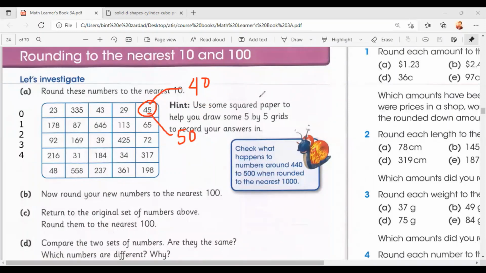But if the last digit is 5 or more than 5, 5, 6, 7, 8, and 9, we are choosing the bigger one. So you can see here it's 45. So 45 is nearest to 50. This is the rule we are using to solve these questions. So let's start the questions.